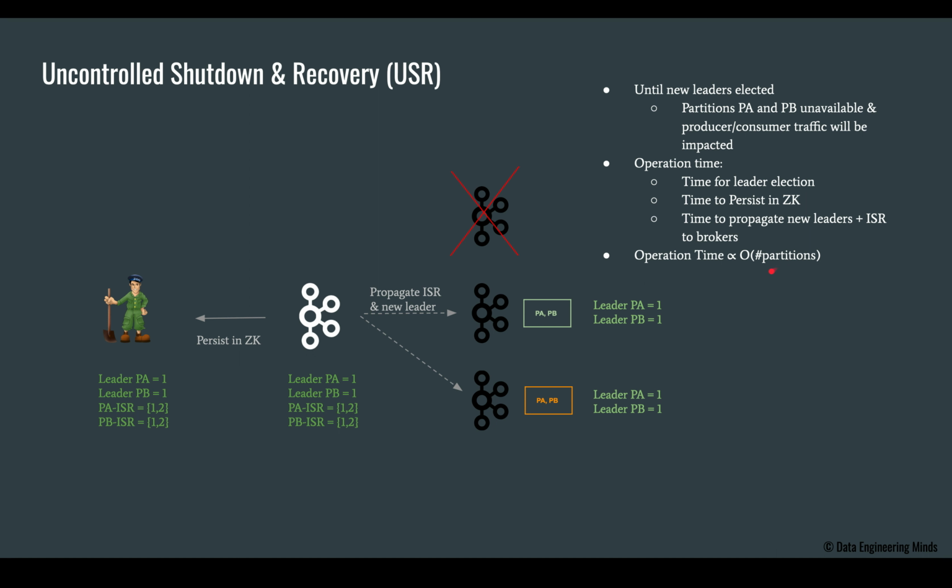Hence, we cannot scale the Kafka cluster beyond a certain limit, and if we do that, then the overall time required to perform a recovery from the uncontrolled shutdown will also increase. Now we will see what is actually a controller failover.